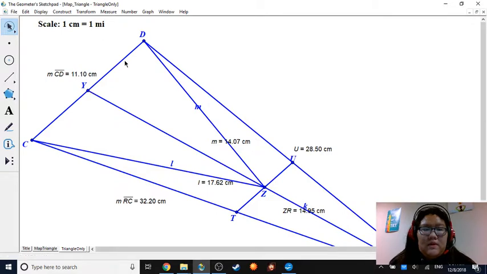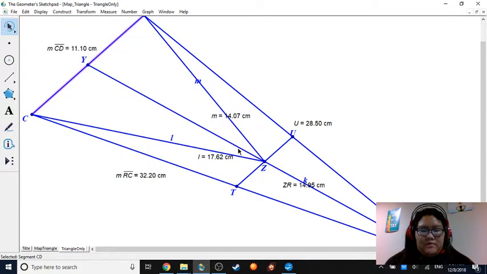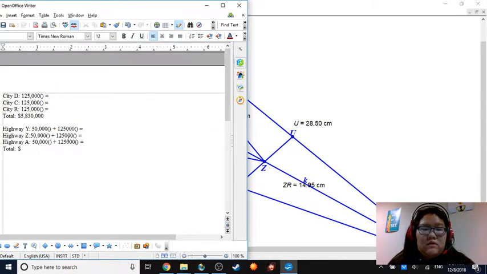So what we have to do is add up the perimeters. So 11.1 centimeters plus 28.5 centimeters plus 32.2 centimeters. That will give us 71.8 centimeters. We must multiply that by 50,000. And we get 3,005,590,000. So let's go over here. This is for the highway total.